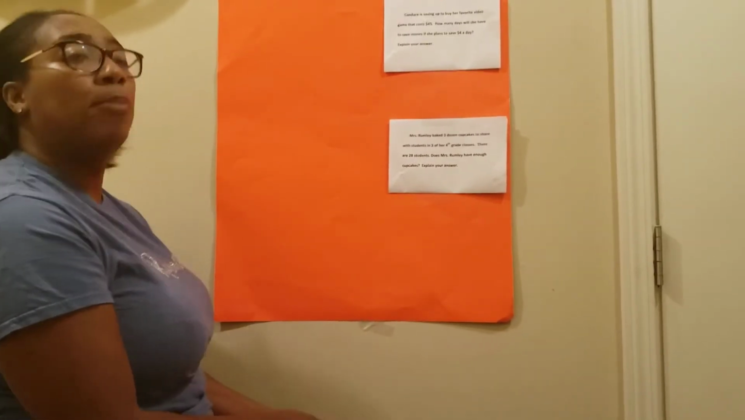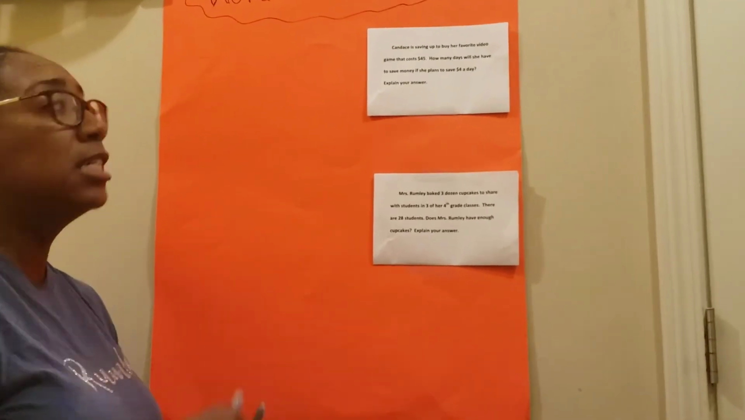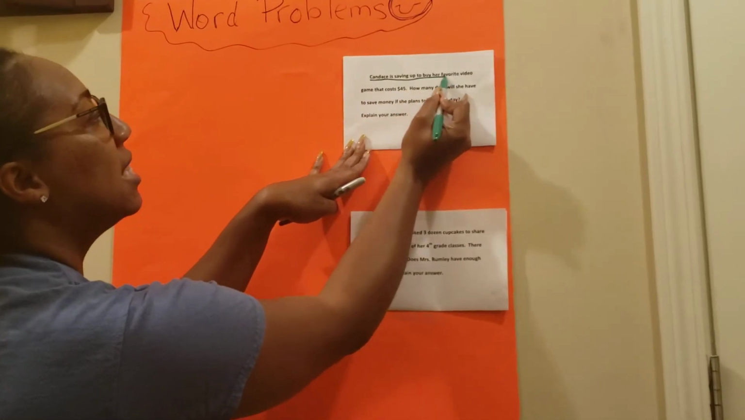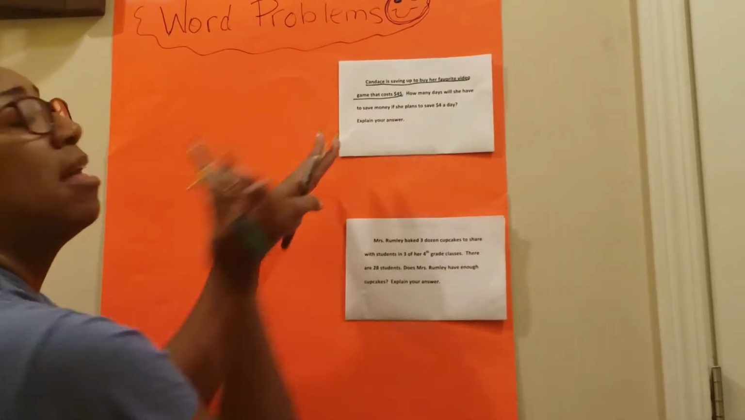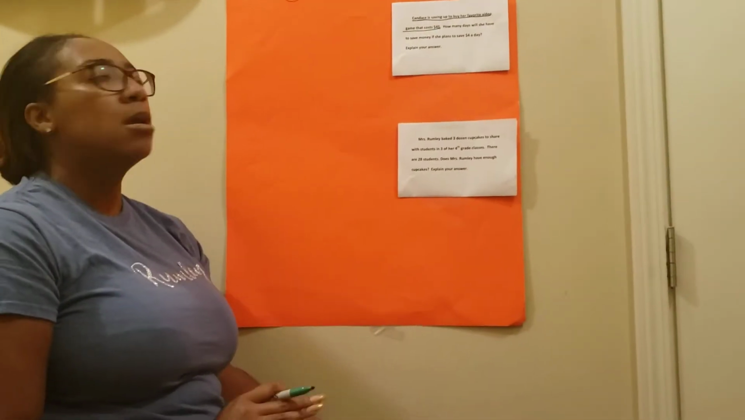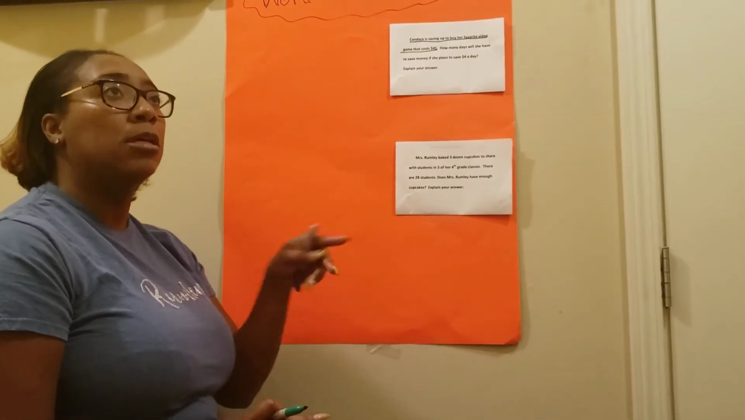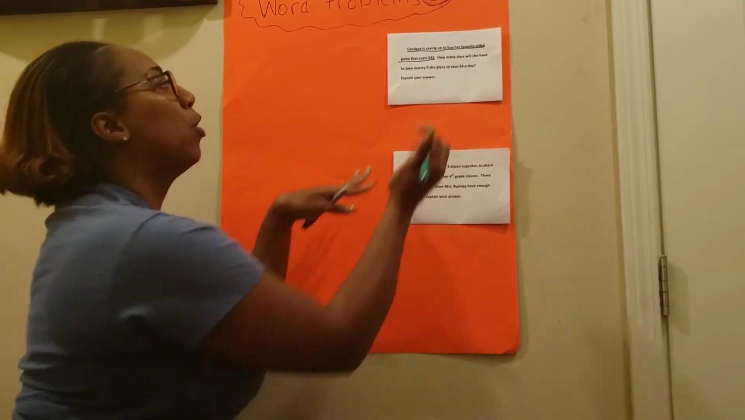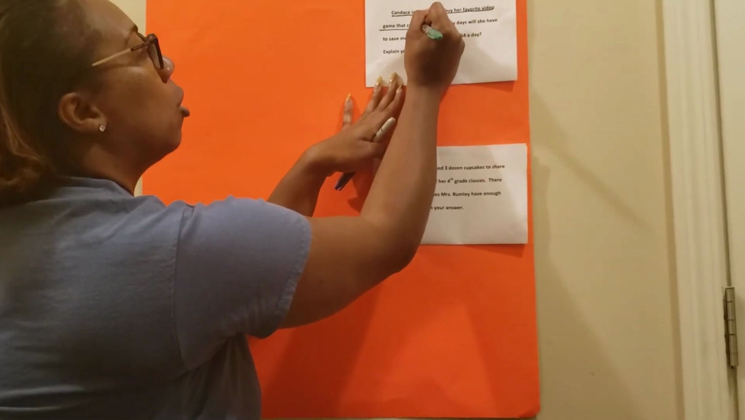We know that the problem is talking about Candace is trying to buy her video game. So we're going to underline that. Candace is saving to buy her video game that costs $45. We see $45. What do we do with 45 or any number that we find is important? We're going to circle it. So I'm going to circle 45.